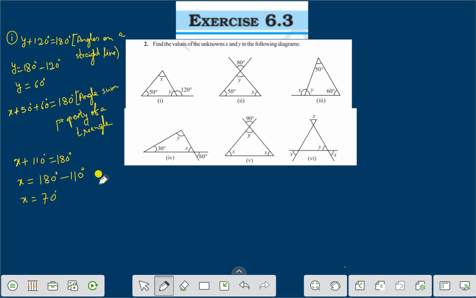This is figure 1. Now let's deal with figure 2. Here we find that this angle 80 and this y are vertically opposite angles. Then we can write y is equal to 80 degree. Why? The reason is that they are vertically opposite angles.